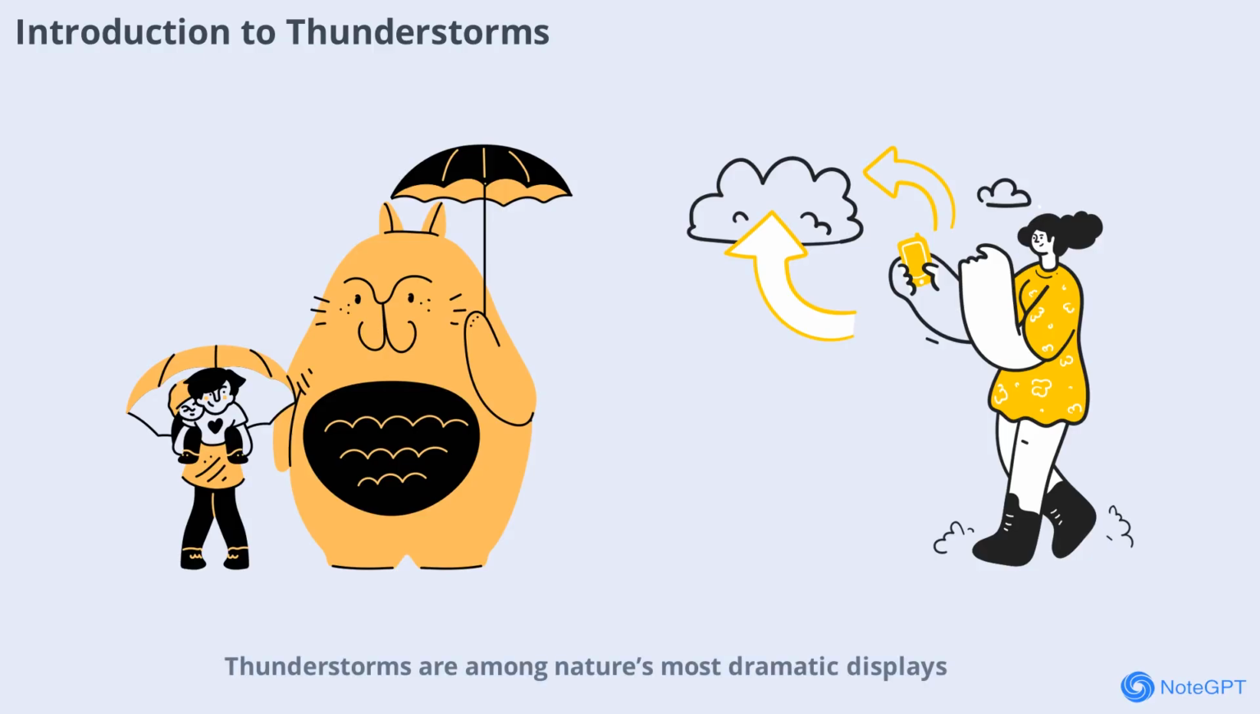Thunderstorms are among nature's most dramatic displays, captivating us with their booming thunder and brilliant flashes of lightning. But what really causes these powerful storms? In this video, we'll journey into the heart of a thunderstorm, exploring the science behind their formation, the secrets hidden within the clouds, and the incredible forces at play.